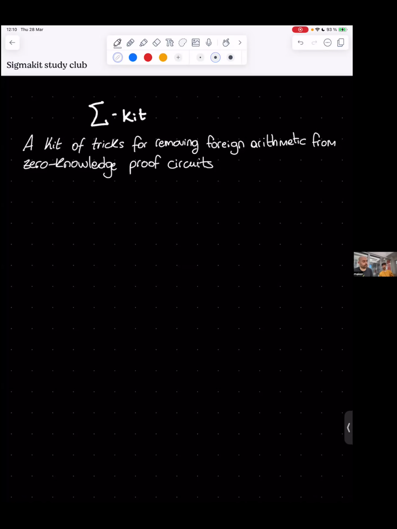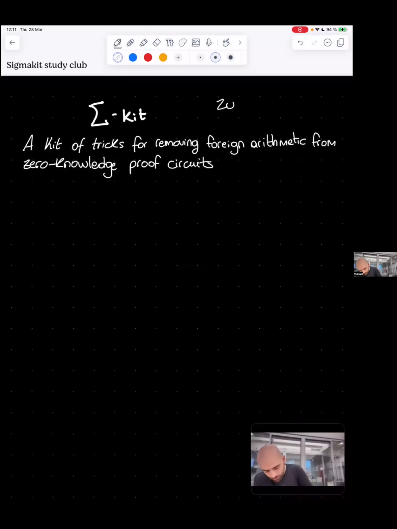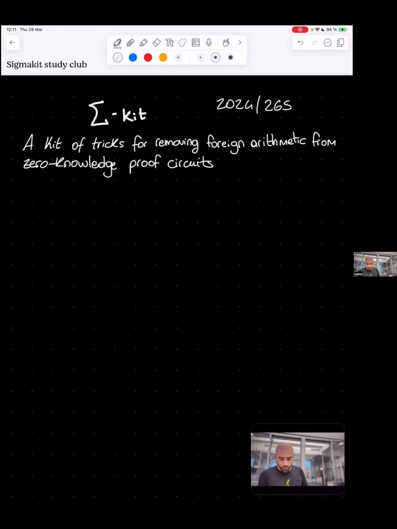It seems that this paper has a bunch of different applications, and hopefully I'll try to cover at least some of them during this talk in a way that is clear to everyone. And as it was said, this paper, 2024/265, is essentially a combination of three different tricks.